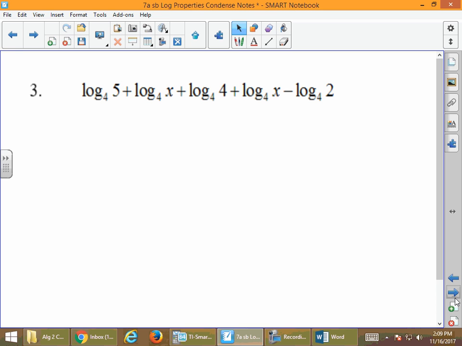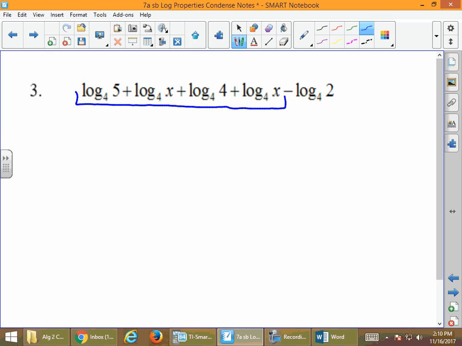So number 3, we've gone from fairly short problems all of a sudden to this one. But if you look at it, log base 4 of 5 plus log base 4 of x plus log base 4 of 4 plus log base 4 of x minus log base 4 of 2. First thing to notice is that they're all log base 4, and that's important, like bases. But when I look at this problem, what I'm going to recommend is we do all of that part together because all of those terms are added together.